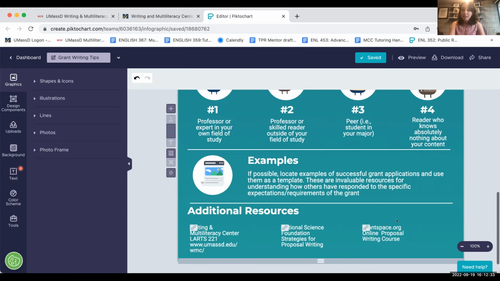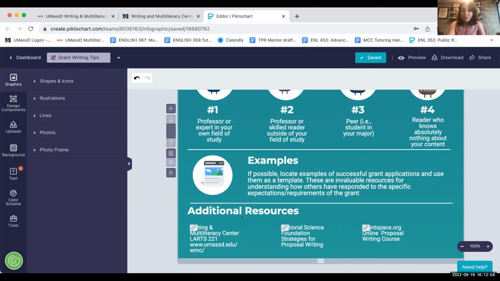All of those things can be really helpful. And it's really great to see how people have responded to the specific expectations and requirements for the grant. So if you can find an example of someone who's received that grant, a lot of those are publicly available. That is going to be an excellent resource for you to use as a model for your own work.